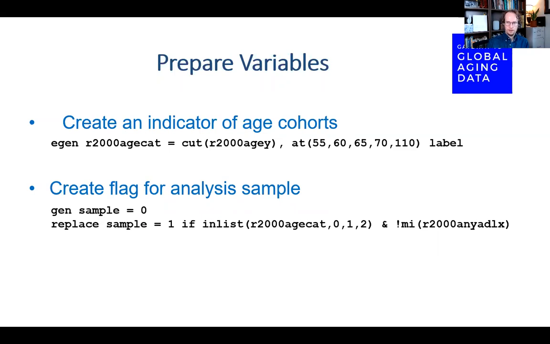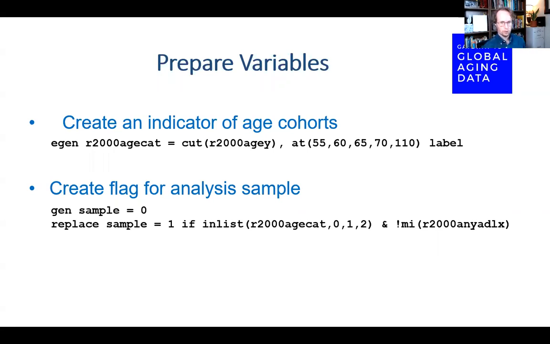So who were 55 to 59, 60 to 64, 65 to 69, or 70 and above. So we'll have 4 age categories here that we'll make. In the end, we're only going to look at our first 3 age categories, actually. And we do that using that egen cut command. And then we're also going to create a flag for our analysis sample.